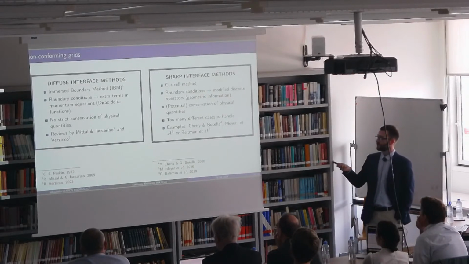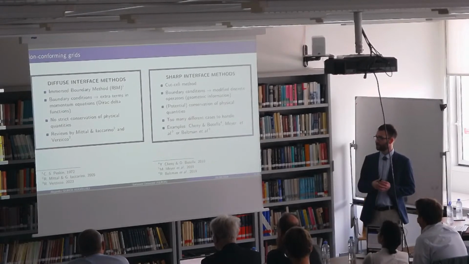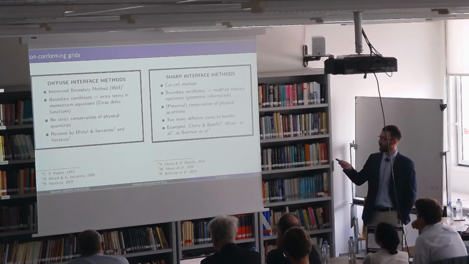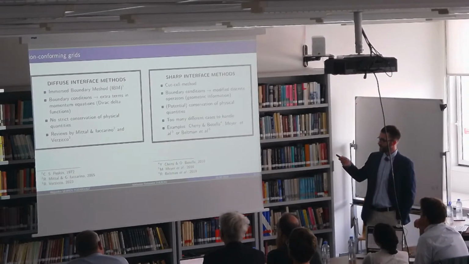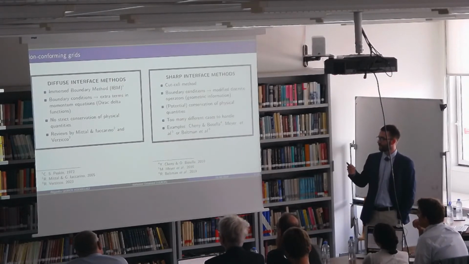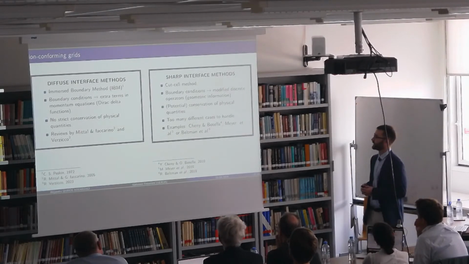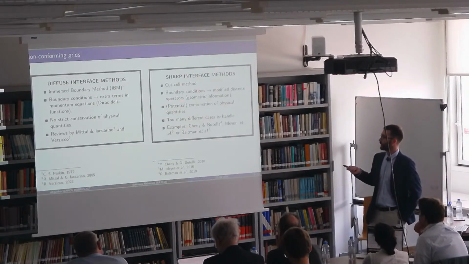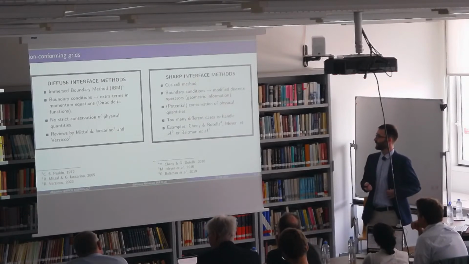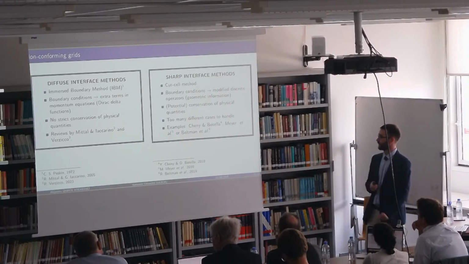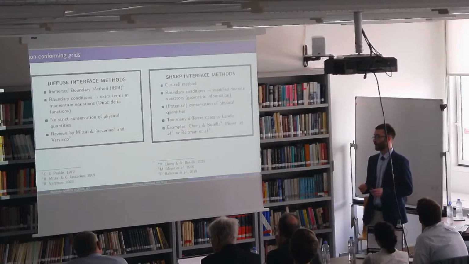We have diffuse interface methods, such as the immersed boundary method by Peskin, where the boundary conditions are imposed by adding extra terms in the momentum equations via Dirac delta functions, but they do not allow strict conservation of physical quantities. Then, on the other hand, we have sharp interface methods, such as the cut cell or the ghost cell, where the boundary conditions are imposed by modifying the discrete operators, and for example, in the case of the cut cell, by using geometric information. And the good thing about these methods is that they can potentially conserve physical quantities such as kinetic energy or momentum.